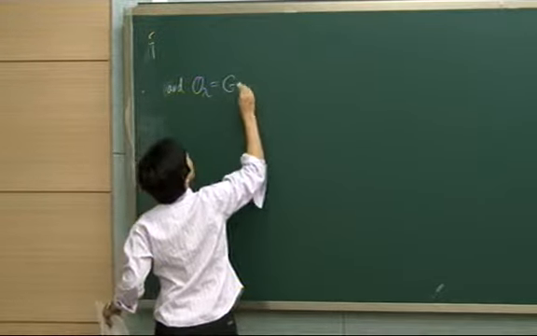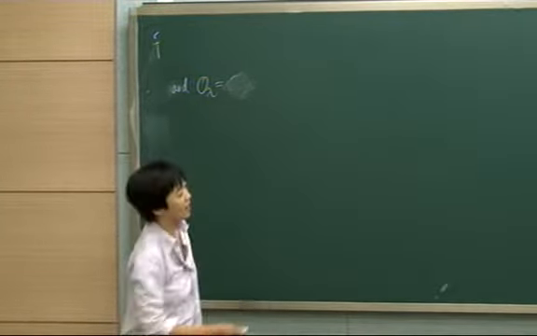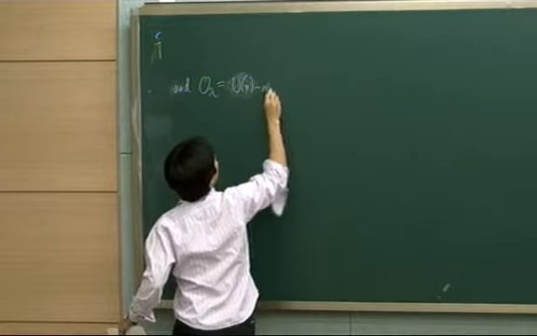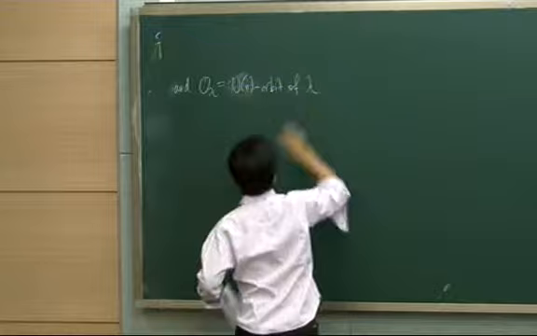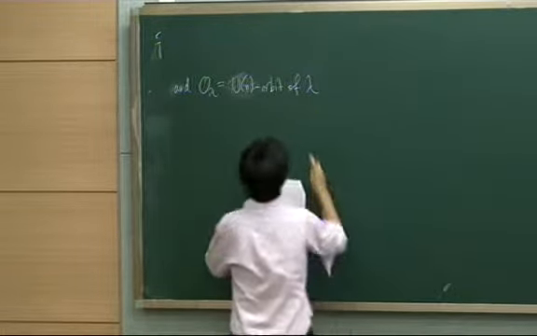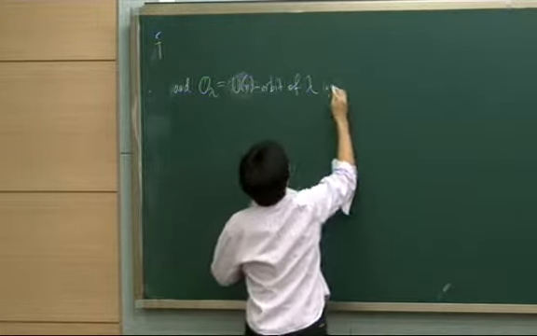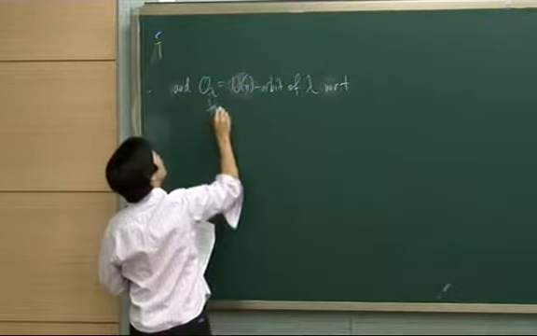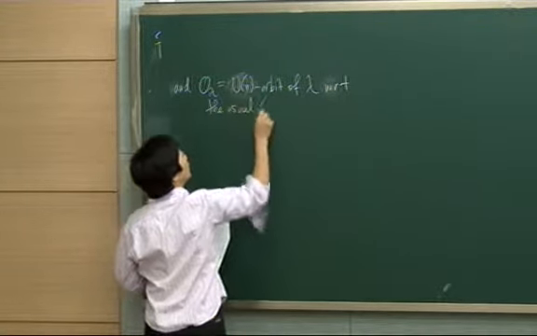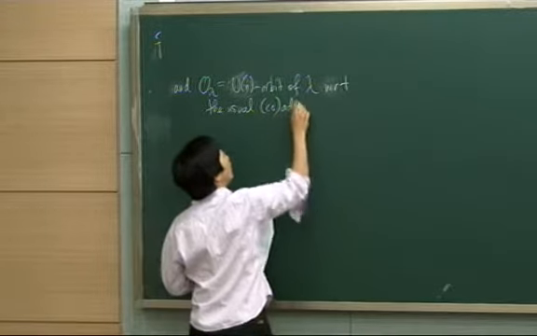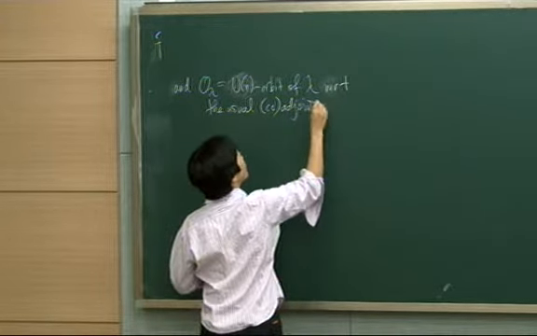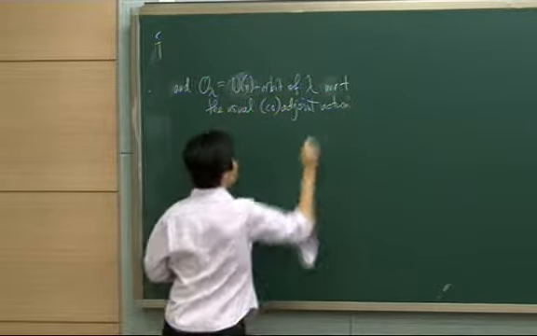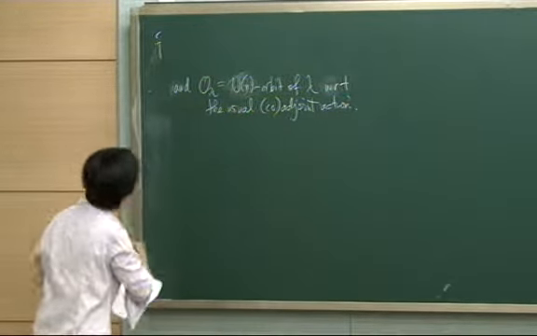Is the G orbit, okay, so I'm in the unitary case. So it's the U(n) orbit of lambda with respect to the usual coadjoint action, period. Okay? All right.